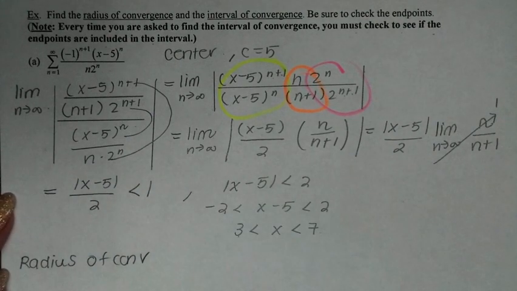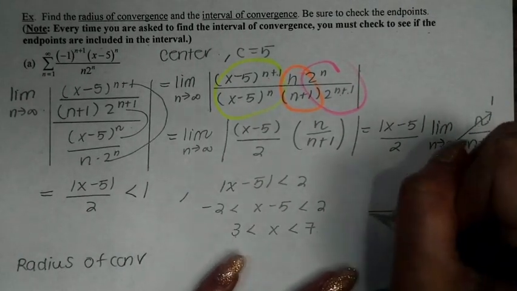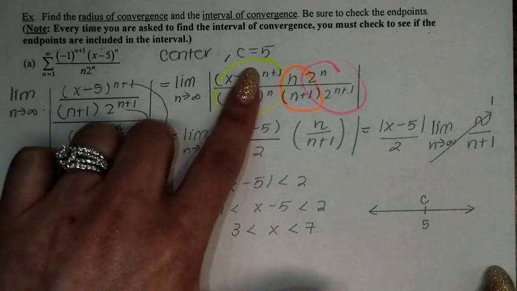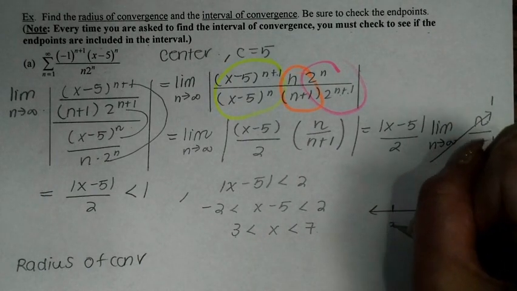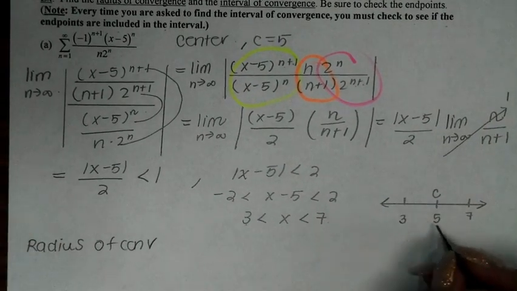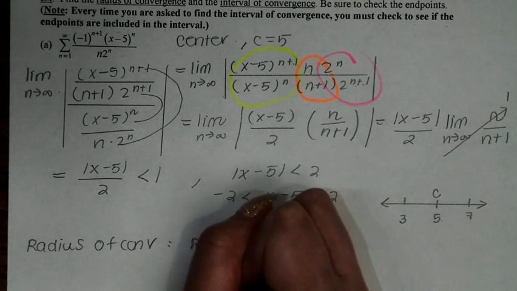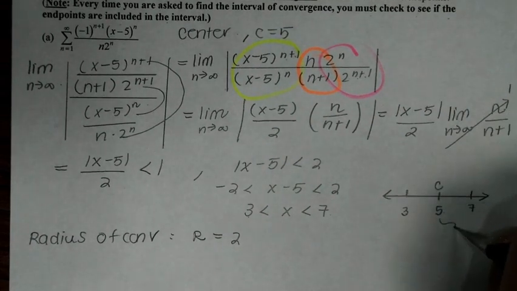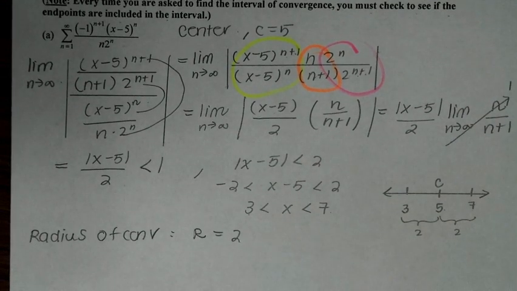So, please note here that what we have, using the number line if you are more visual, okay? We have that C, the center, is 5, right? That's what we mentioned here. In addition, we found 7 and we found 3. So, what is the distance between 3 and 5, or 5 and 7? That's going to be your radius of convergence. So you know that that is 2. Are we okay with that? So you know that this is 2 and this is 2 as well. So your radius of convergence is 2.